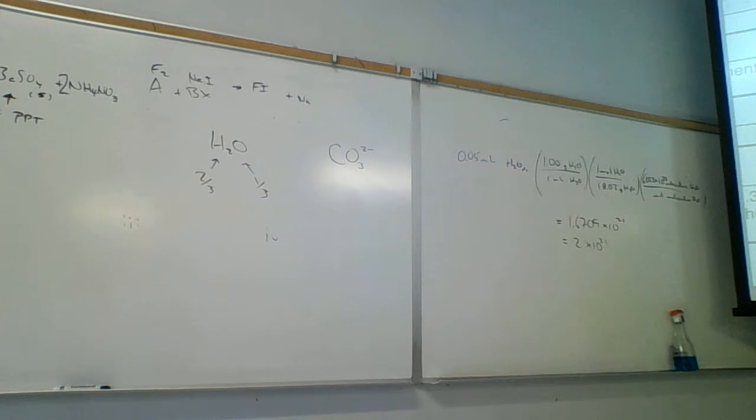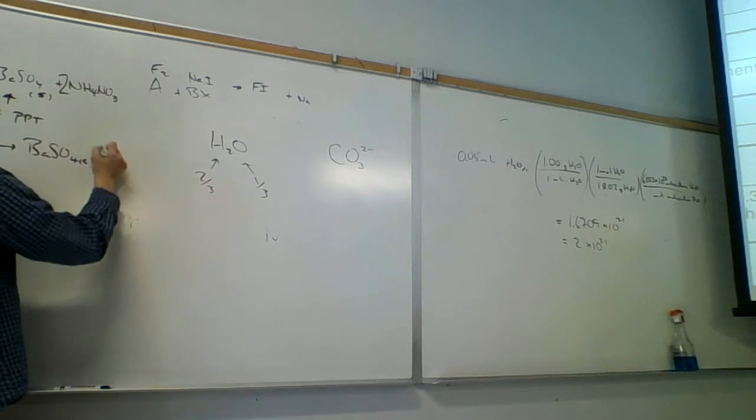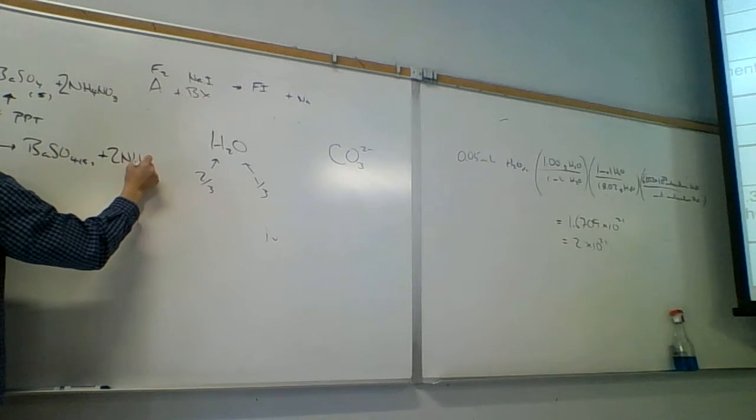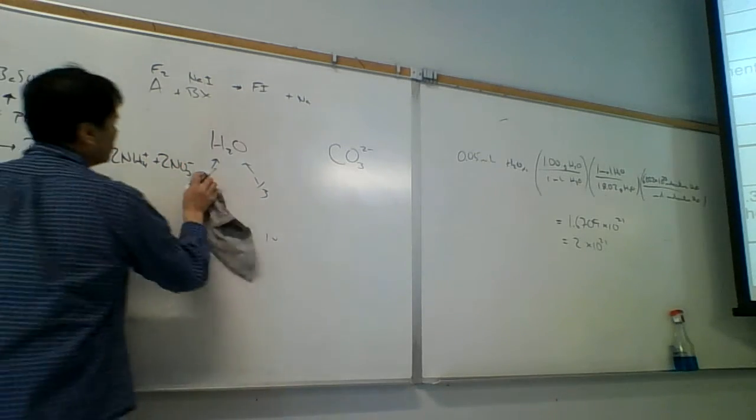Okay. Barium sulfate. Strong acid? No. Strong base? No. Soluble salt? No. So if it's none of those, then just leave it alone. Barium sulfate should just be left as is. Ammonium nitrate. Strong acid? No. Strong base? No. Soluble salt? Yes, soluble salt. So it's going to break apart into ammoniums, and for every 2 ammoniums, we'll need 2 nitrates. So 2 ammoniums and 2 nitrates.